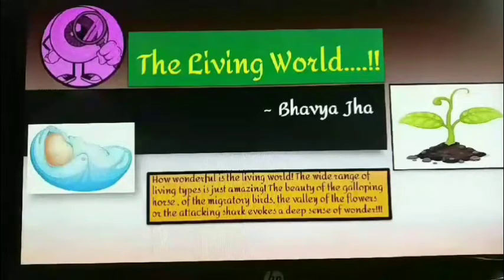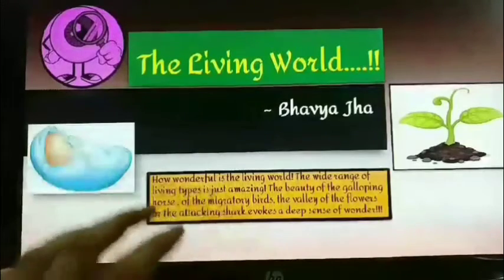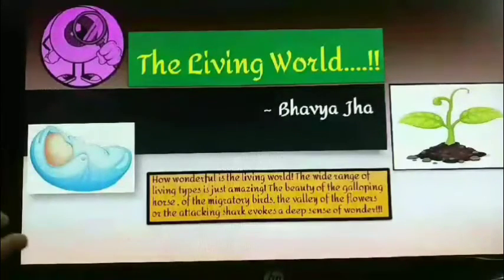So let us start. Now this chapter has always been very wonderful, right? I love this chapter because it talks about all the things that are present on this earth, right? From bacteria to human beings, a wide range of variety of organisms have been discussed, right?